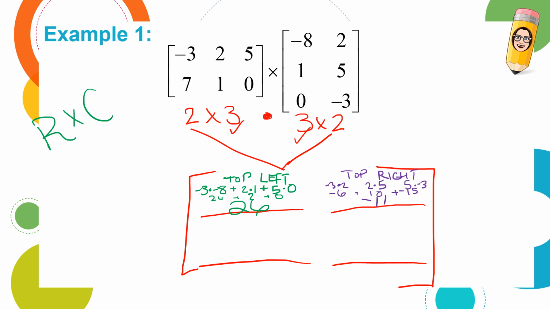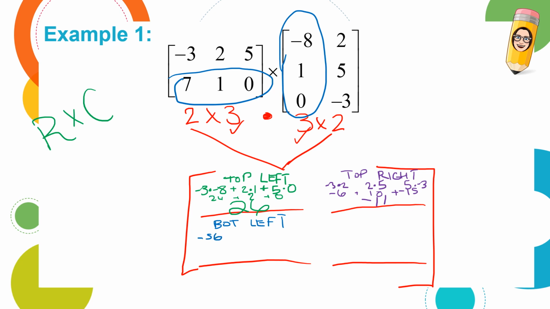I would consider this area to be bottom left. So I care about the bottom row and the left column. Now this time I'm going to try to show less work, right? I'm going to multiply right away. 7 times -8. 1 times 1. 0 times 0. See how I just showed a little less work? So we've got negative 55.